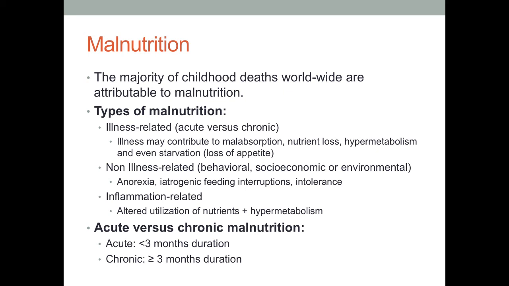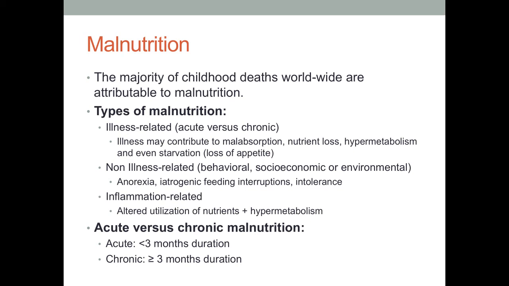Now, we've already talked about malnutrition quite a bit in your adult courses, but there's a couple of separate documents that have been issued by ASPEN and the Academy to address malnutrition in children. And just a reminder that the majority of childhood deaths worldwide, not so much in the US, are actually attributable to malnutrition. Less in the US, where we see more deaths due to congenital disease or due to accidents or SIDS.